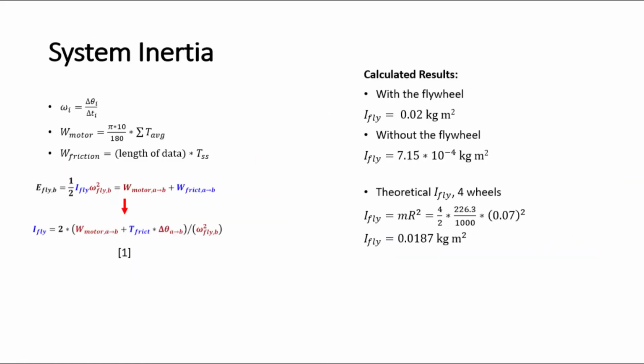An important parameter of the system is the inertia. Applying assumptions and rearranging the work energy equation for accelerating data, the experimental inertia was 0.02 kilogram meter squared with the flywheels and 7.15 × 10^-4 kilogram meter squared without flywheel. It's important to consider no flywheel inertia because all the links and gears in the system still impart inertia during the experiment. With a theoretical inertia of 0.0187 kilograms meter squared, the experiment yielded a percent error of 3.13%.